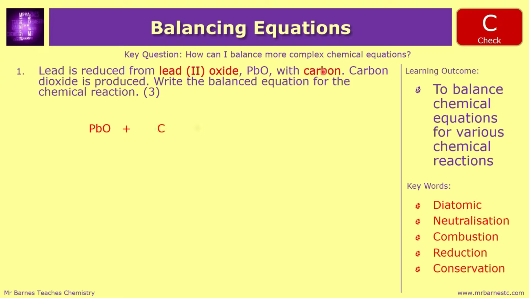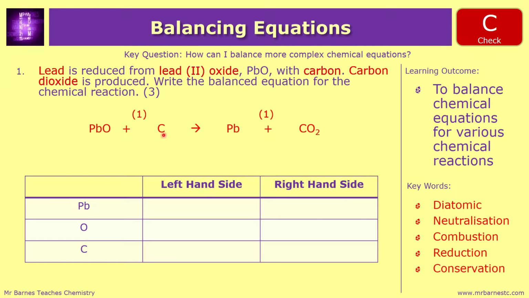You're using carbon to do it, and it's telling us that we're getting lead out of it. Our byproduct in all reduction reactions is carbon dioxide, so we get CO2. Write the balanced equation for the chemical reaction. So we count up what we've got on either side: 1 lead, 1 oxygen, and 1 carbon. On the right, 1 lead, 2 oxygens, and 1 carbon.